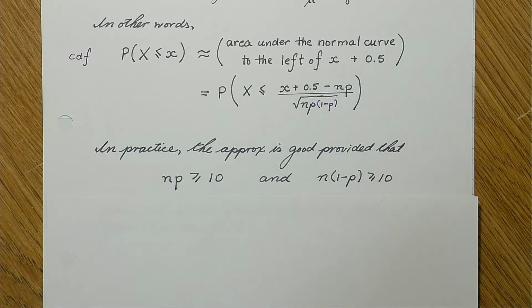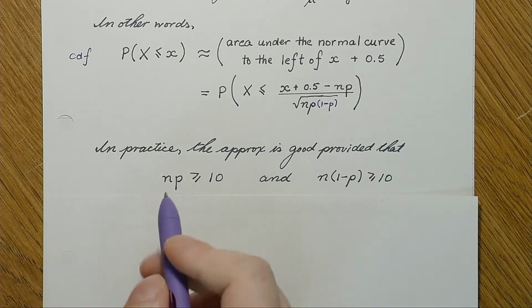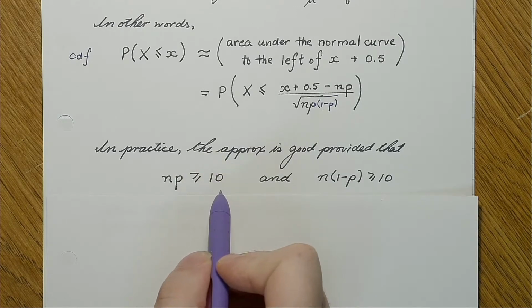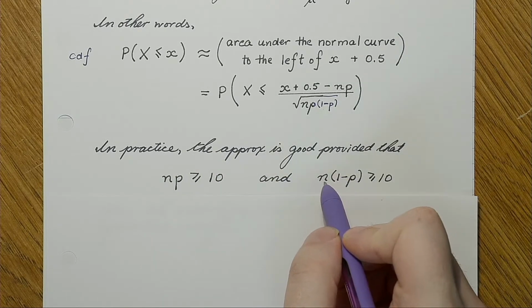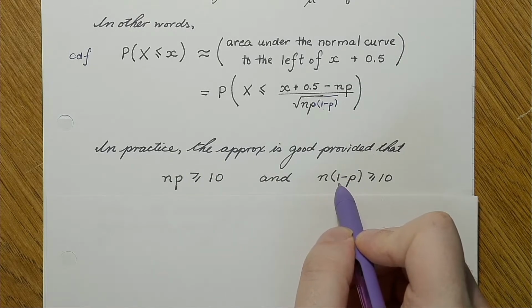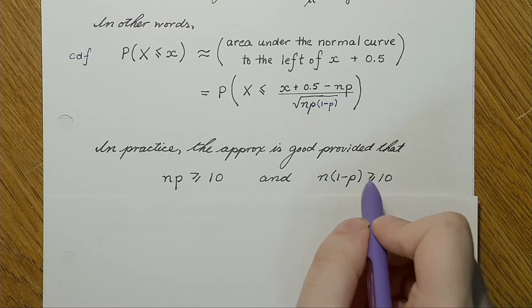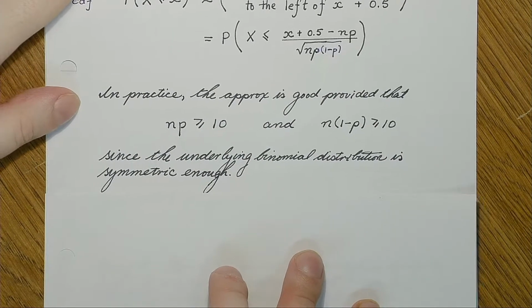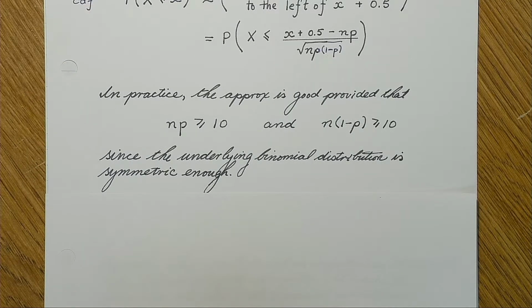And so in practice, the approximation of the binomial distribution to the normal is good, provided that the number of trials times the probability is greater than 10, and the number of trials times the probability of failure is greater than 10. So that should ensure that you have a fairly symmetric binomial distribution. And since the underlying binomial distribution is symmetric, then you can apply it.